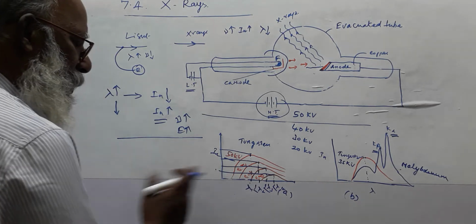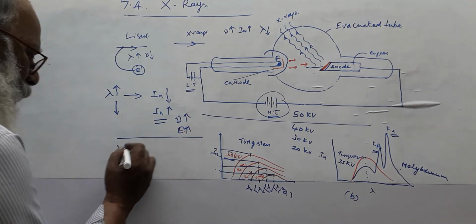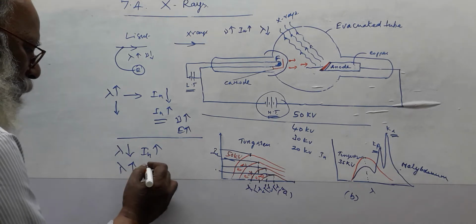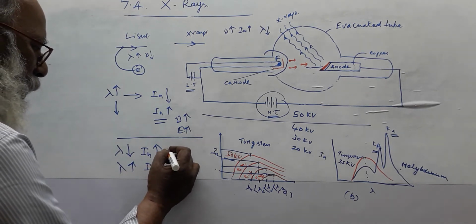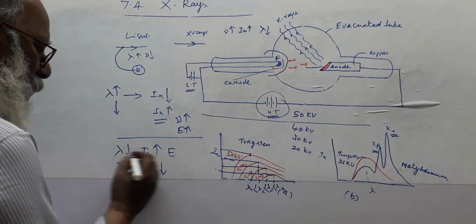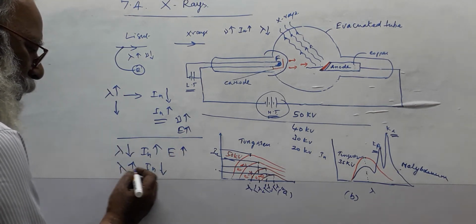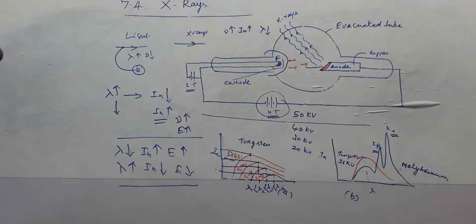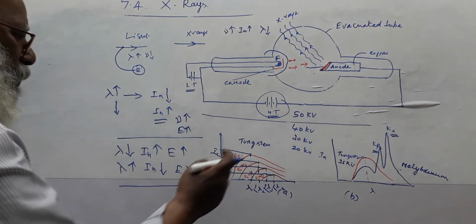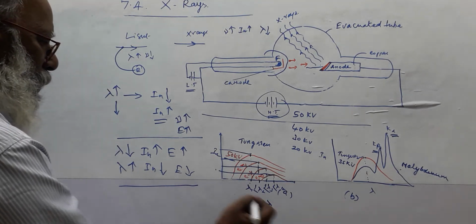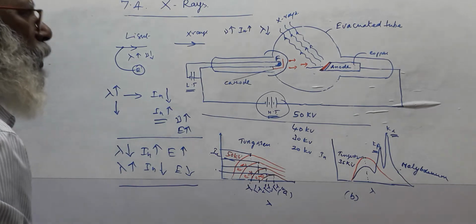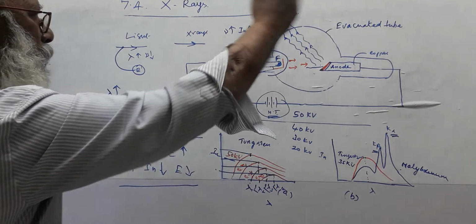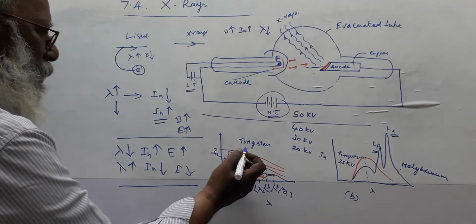From this analysis, we conclude that when you reduce the lambda, the intensity becomes more and the energy becomes more. When you increase the lambda, intensity and energy are less. That's a very important concept. You have to clearly understand it when you draw the graph between lambda and the intensity of the outcoming X-rays in the discharge tube or evacuated tube, here for tungsten.